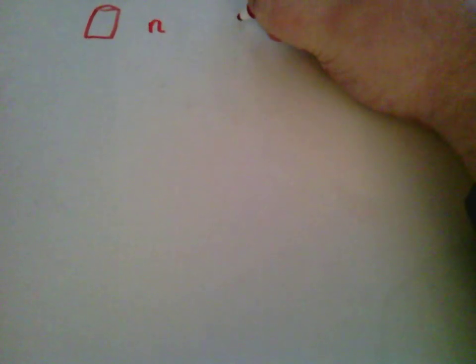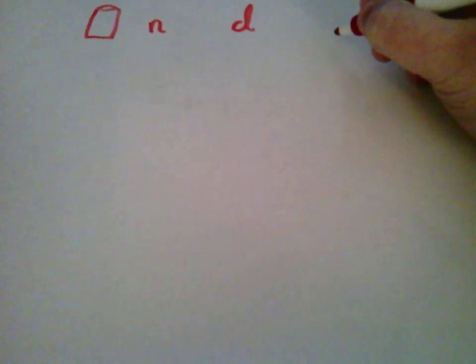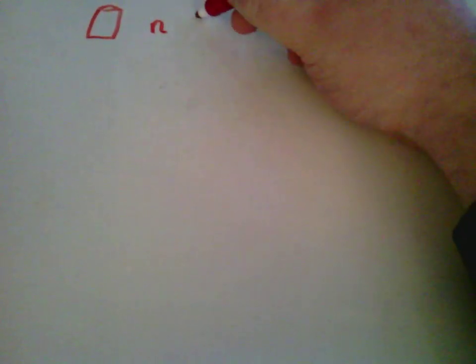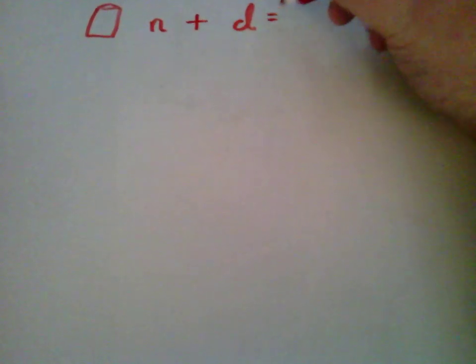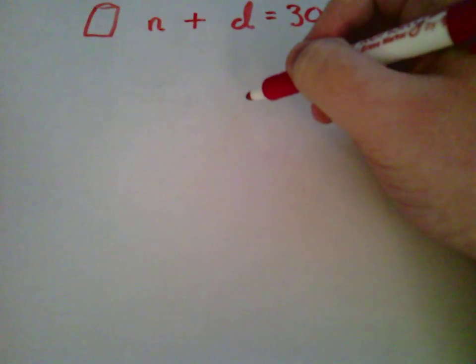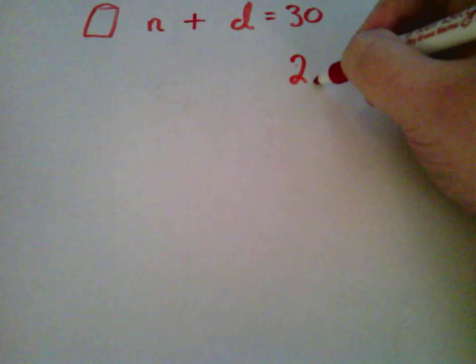We know that we have a jar, and inside that jar it has a certain number of nickels, which we'll call N, and a certain number of dimes we'll call D. We know that there's a total of 30 coins in the jar, so the total number of nickels plus the total number of dimes is equal to 30. Next, the total value of the coins in the jar is $2.10.